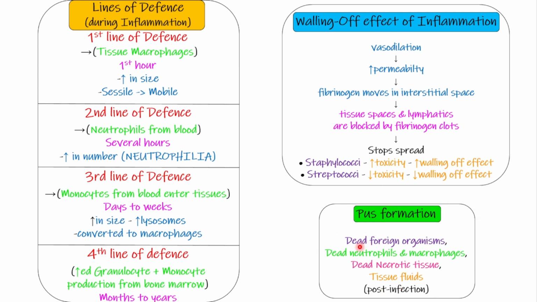So the pus formation is basically the dead foreign organisms, the dead neutrophils and macrophages, and the dead necrotic tissue, along with the tissue fluids. This whole combination, which is basically post-infection, is the pus formation. Okay, so this is the pus formation. So in this part, we have discussed the lines of defense and then the walling off effect of inflammation and the pus formation post-infection. So this is it. See you in the next part.